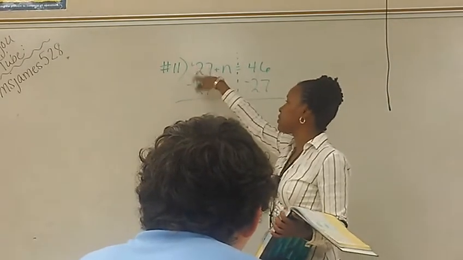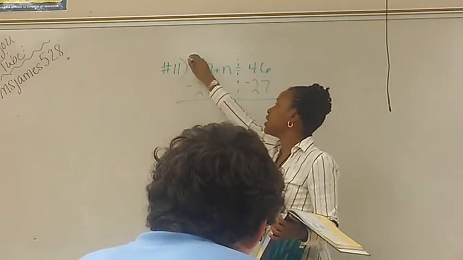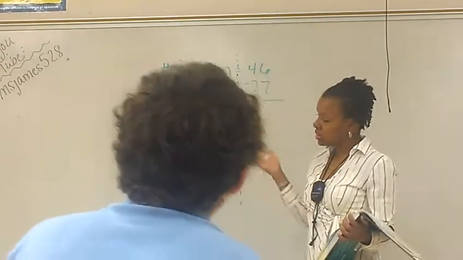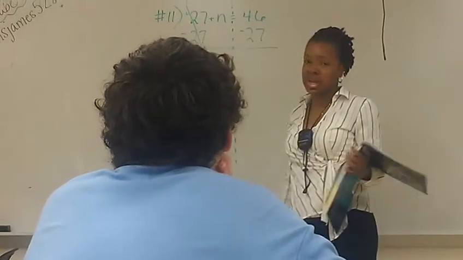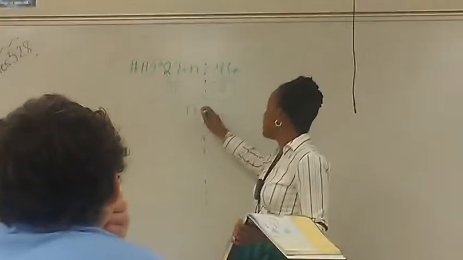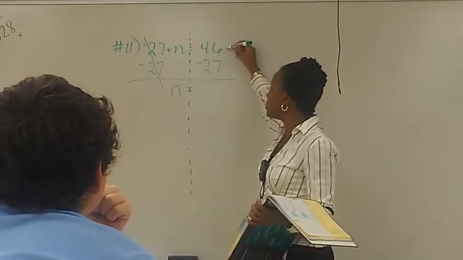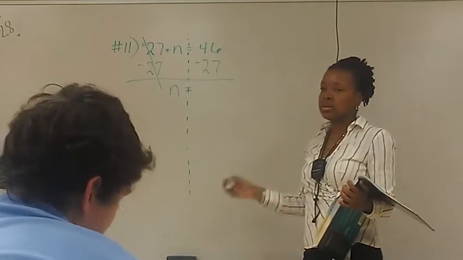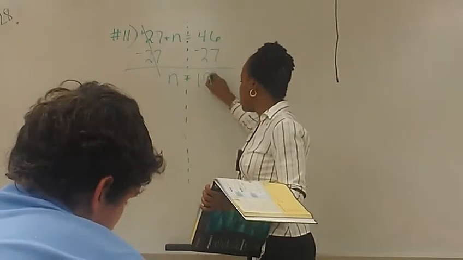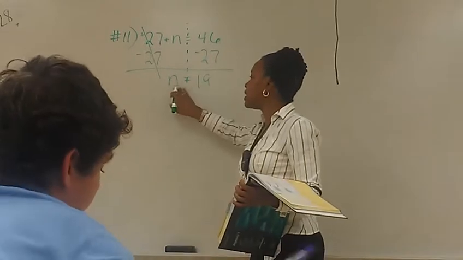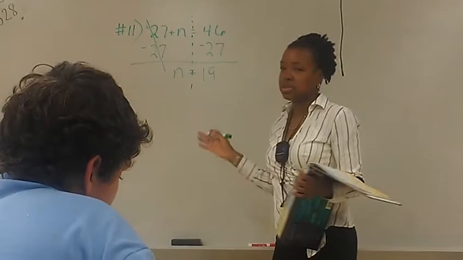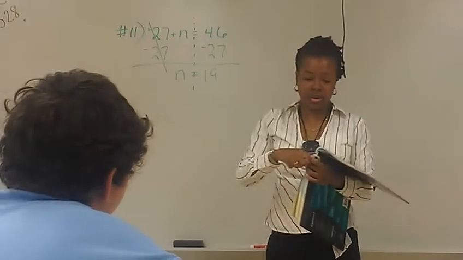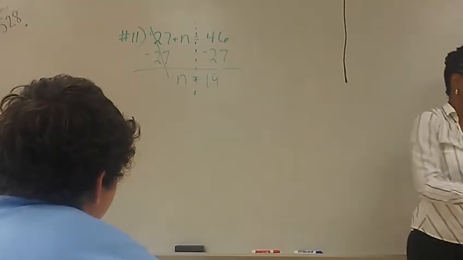What's happening right here? Cancel out, because 27 minus 27 is 0. Bring down the positive n. You don't have to write the plus if you want to. If it makes you happy, you can. And 46 minus 27 is 19. Once the variable is isolated, you're done. So n equals 19. Finish. Simple enough? It always starts off simple. See how I keep warning you?